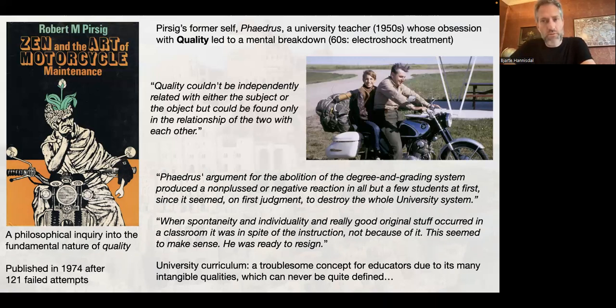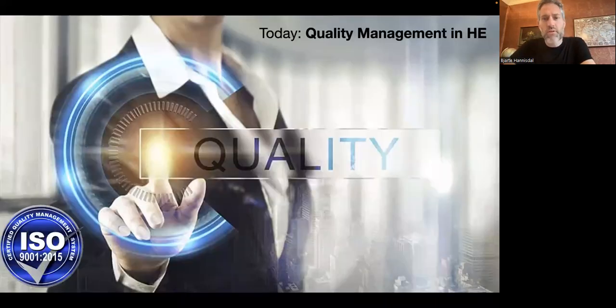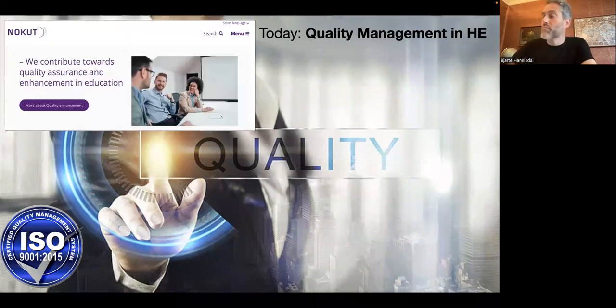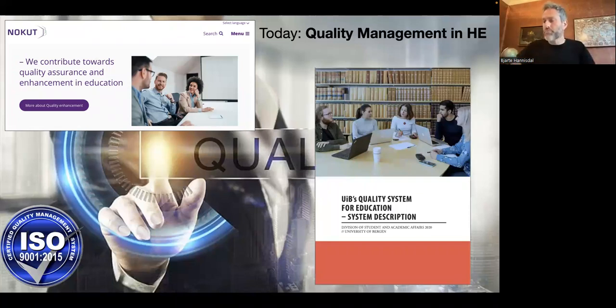Now, if we fast forward to today's situation, of course, the time for philosophical waffling about quality is over, because now we live in the day of quality management. Quality is a management problem, not a philosophical problem. It's about certifications and standards and accreditation in higher education. Of course, we have government organizations tasked with ensuring quality in higher education, and every higher education institution has its own quality assurance system, like we do at University of Bergen.